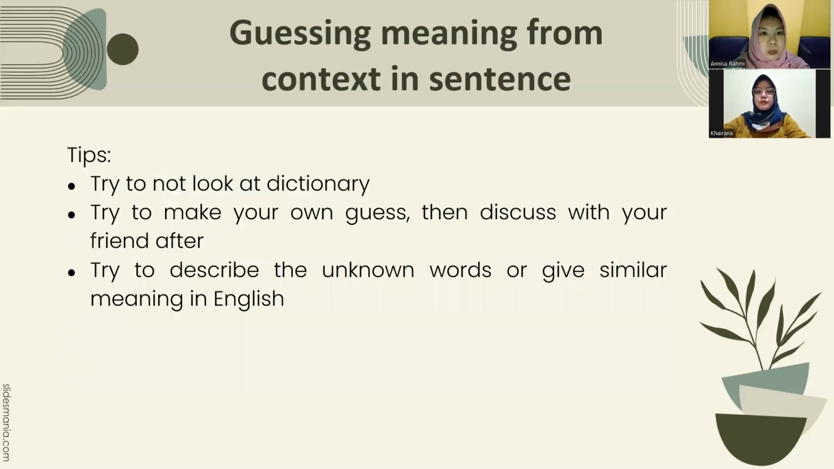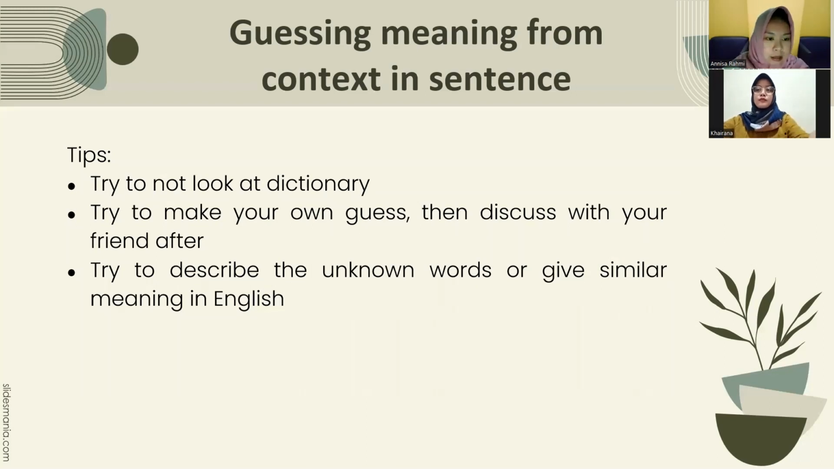And here are some tips that we can use in using the guessing strategy. The first one is try not to look at the dictionary and try to make your own guess before discussing it with your friend. This will be very helpful because it helps sharpen your intuition in guessing words based on your vocabulary knowledge later.